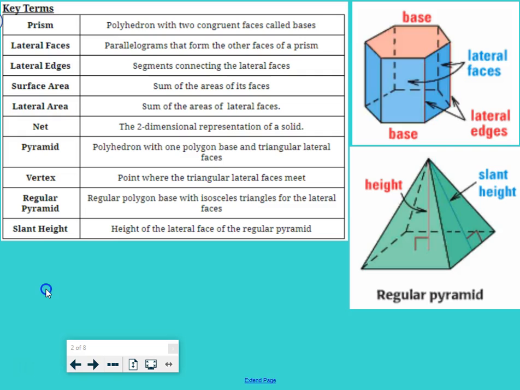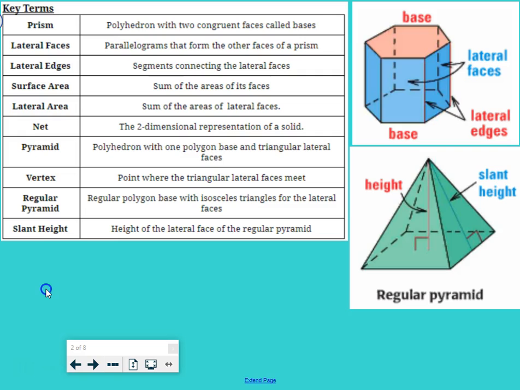Prism, a polyhedron with two congruent faces called bases. So the two bases, and then the other faces are rectangular. So we call those the lateral faces, and those are parallelograms that form the other faces of a prism. Lateral edges are segments that connect the lateral faces.